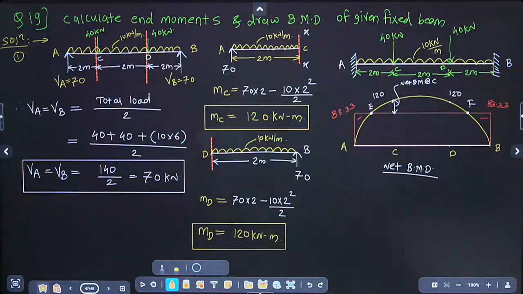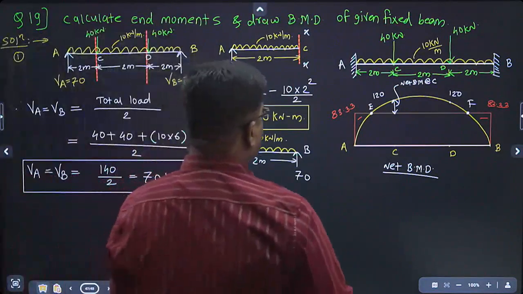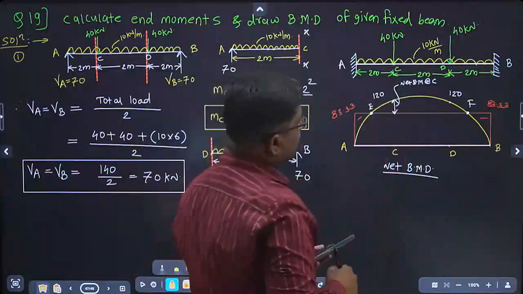36.67, correct. 36.67, correct answer. Good. Monica, Vaishnavi, Sonal and Mrunal. Correct answer.